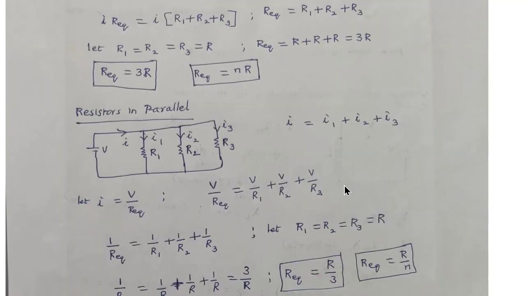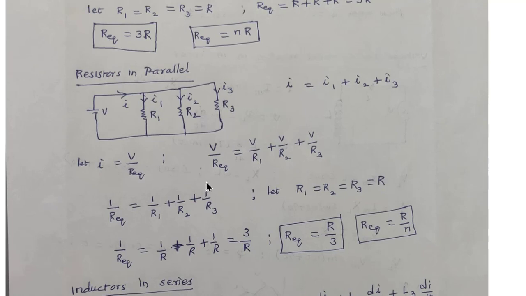And let us say this small I, that is the total current, we can represent as supply voltage V divided by R equivalent, using Ohm's law. Then we can also calculate I1 as V by R1, I2 is V by R2, I3 is V by R3. Then substitute all those values in this equation, then we get V by R equivalent is equal to V by R1 plus V by R2 plus V by R3.